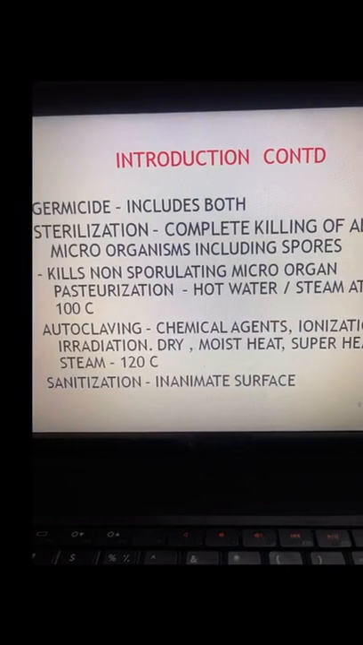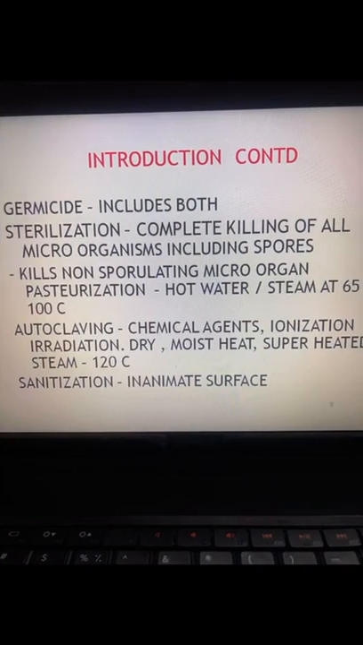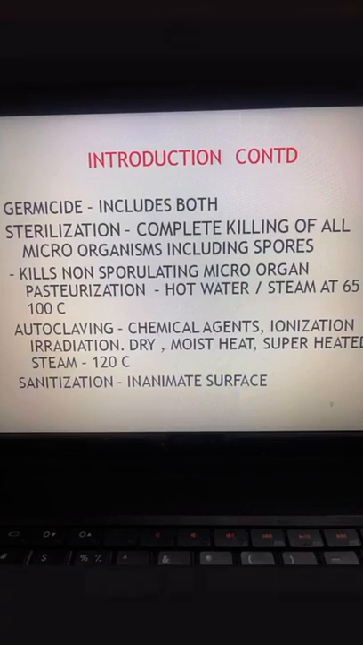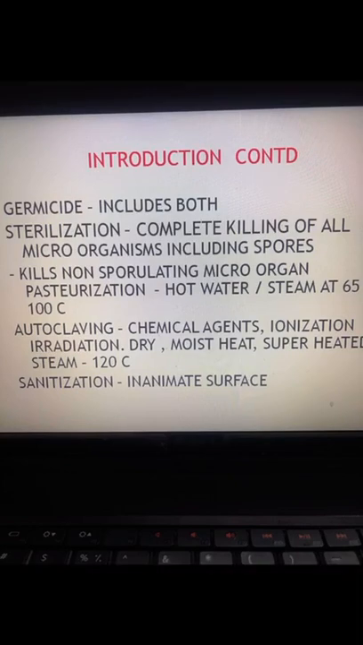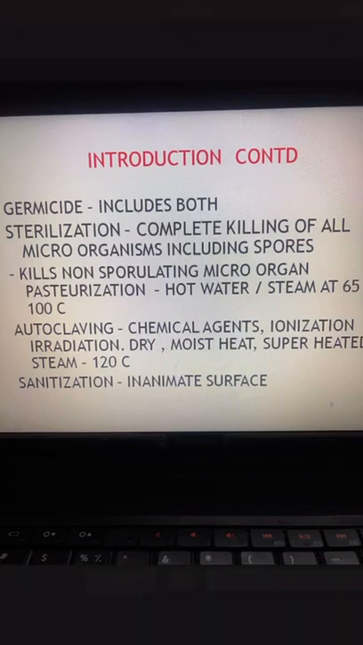The other term which should be familiar in this topic is germicide. What is germicide? Germicide includes both the antiseptic and disinfectant, because the main aim of either is to kill the microorganisms. So germicide is used against both animate and inanimate objects. So it can be an antiseptic and also a disinfectant. That is germicide.